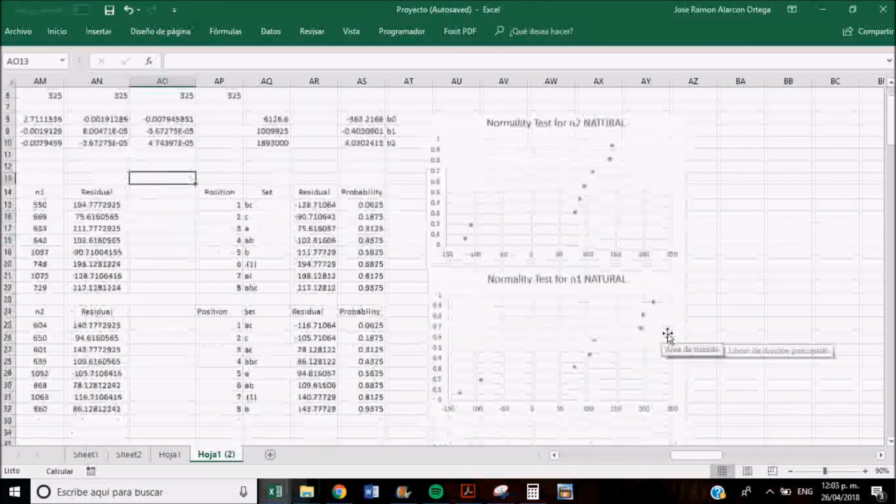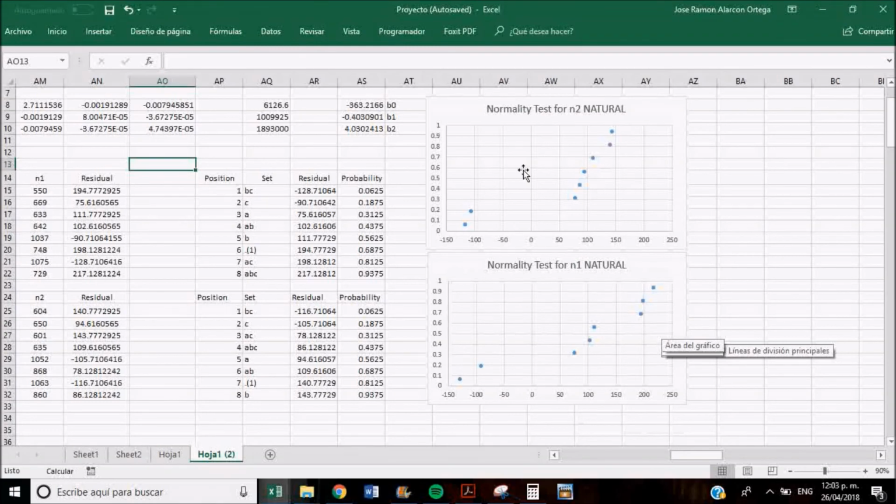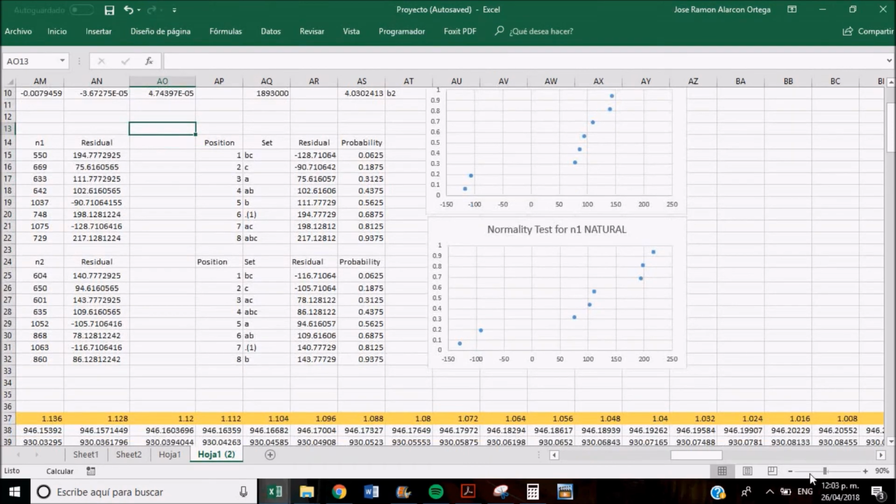We can see that the probability plots of the normality tests are pretty similar to the ones that we generated before.